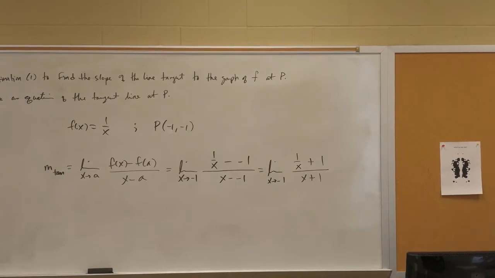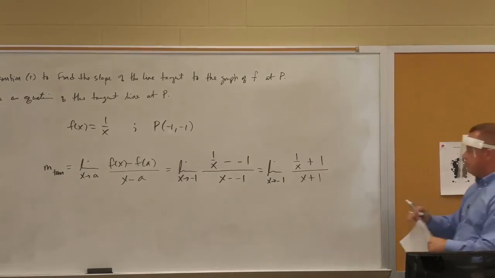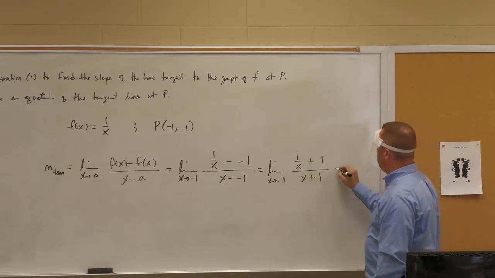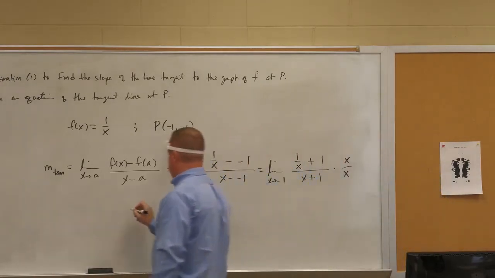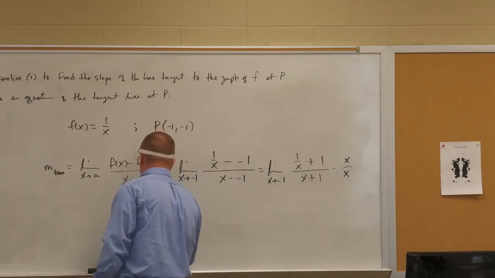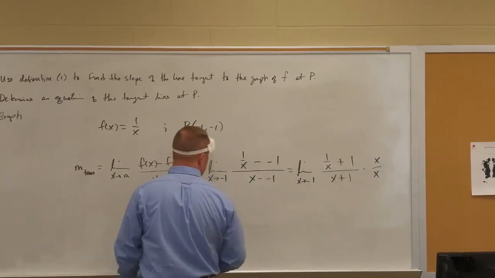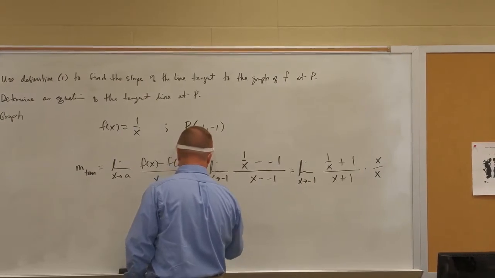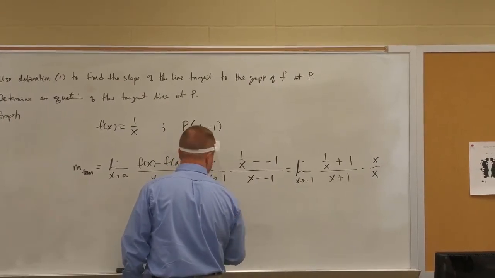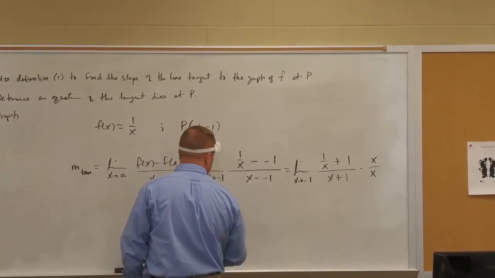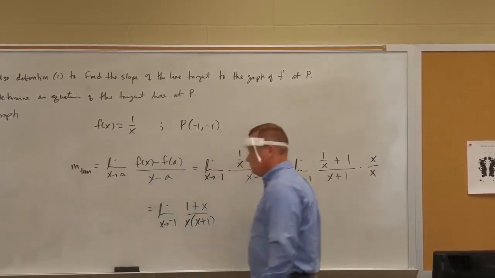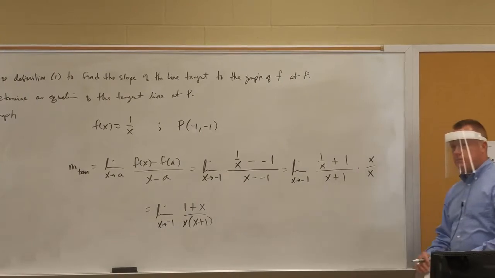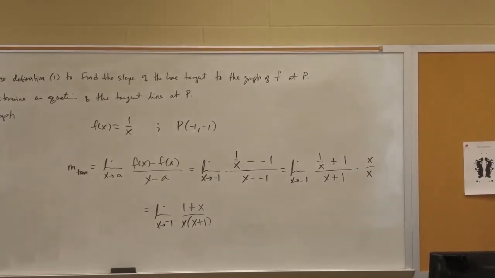Multiply both sides by x. All right, multiply the top and the bottom by x, right? The common denominator. So multiply x over x. So let's see what that gives me. So I'll have the limit as x approaches -1 of 1 plus x over x times x plus 1. Okay, so don't distribute the bottom out.